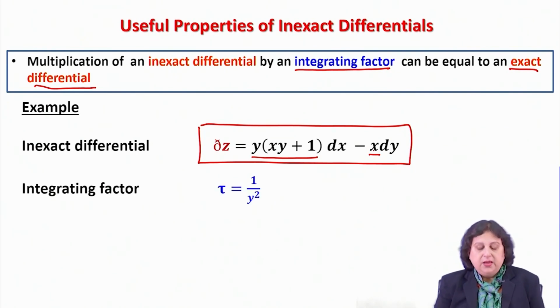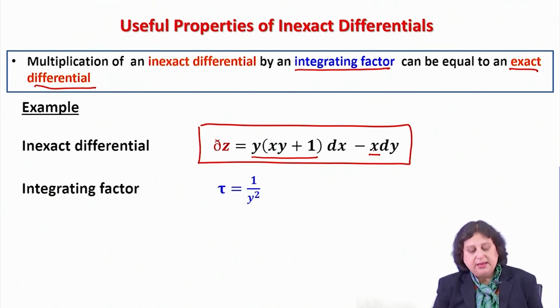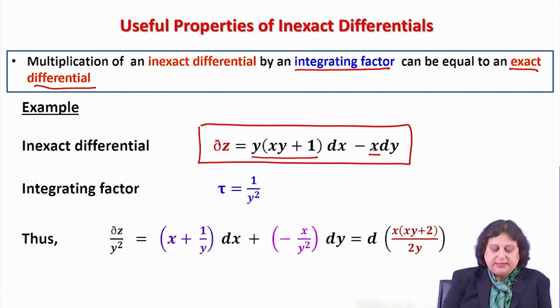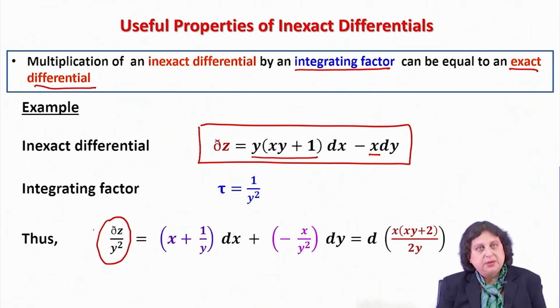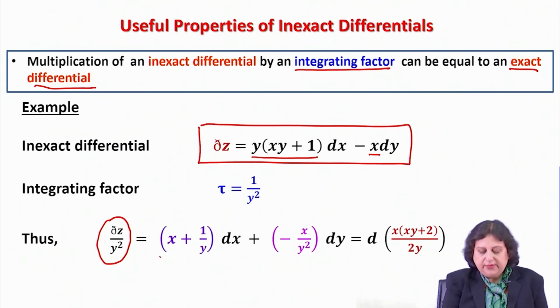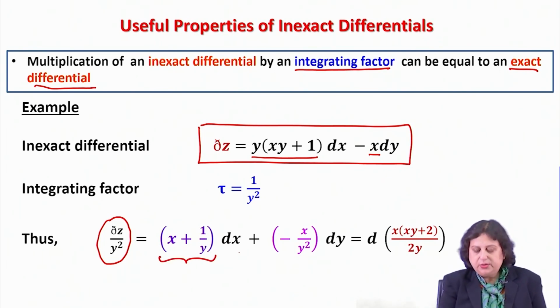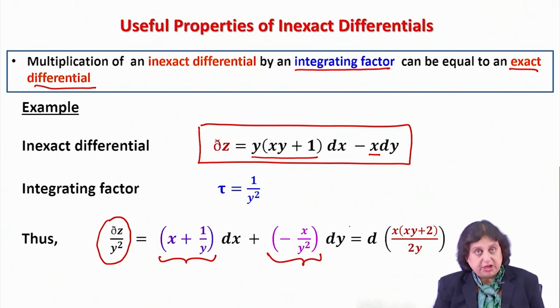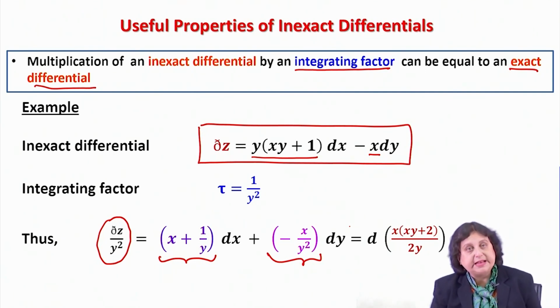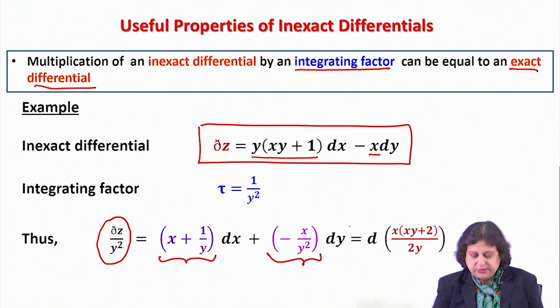And here, if I multiply both sides by this integrating factor tau, what do I get? I would get on the left hand side, the term will become dz by y square. And what shall I have on the right hand side? I will have a form something into dx plus something into dy. So now if you check, this is converted to the form of an exact differential. And I can actually write this as a d of this function.